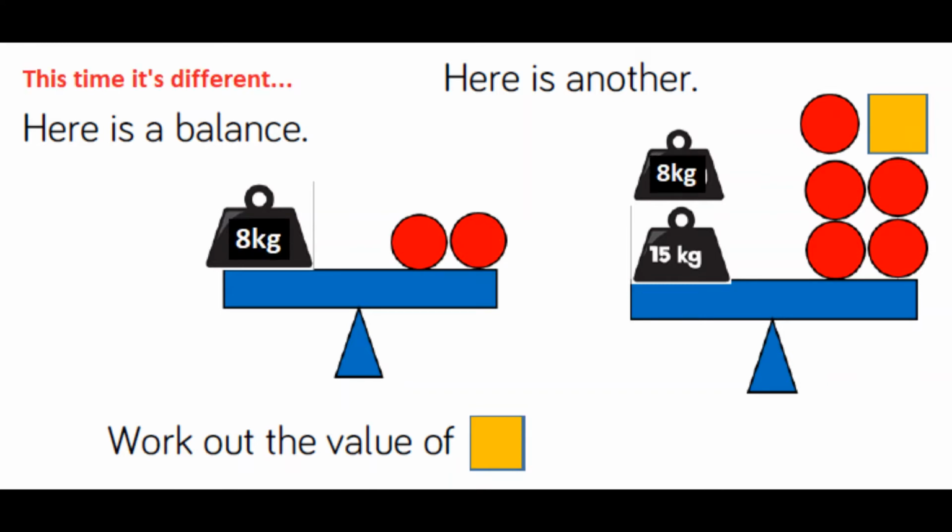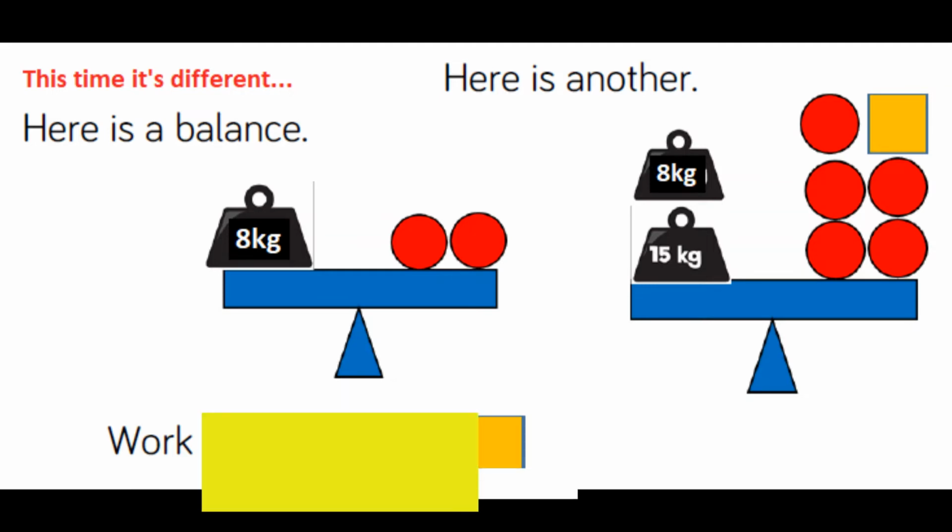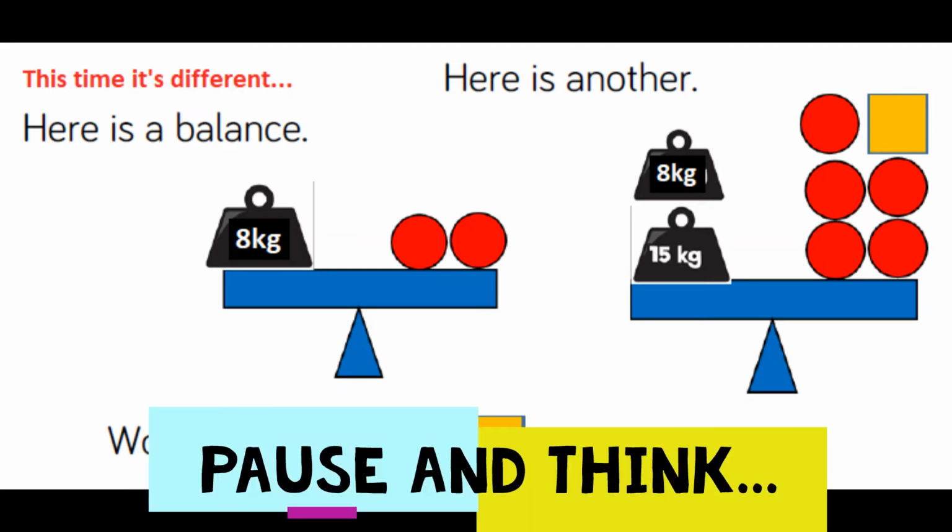Right, so here is the second problem. Very similar, but the numbers are different. We've got 8 kilograms on the left-hand side of the first scales, and then on the set of scales on the right-hand side of the picture, we've got 8 kilograms and 15 kilograms. So you need to work out the value of the yellow square. Remember to start with the red circles and then work out the value of the yellow square. So pause the video, spend however long you need working it out, and then press play.